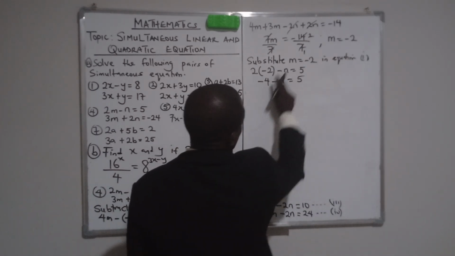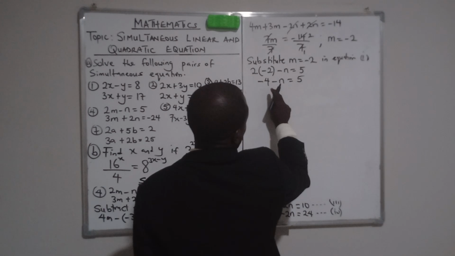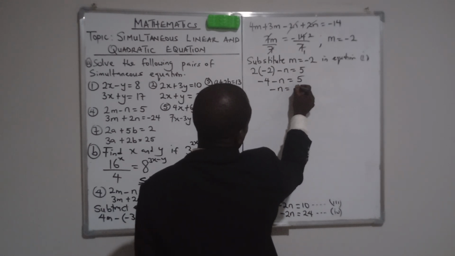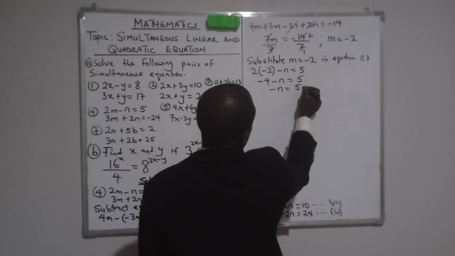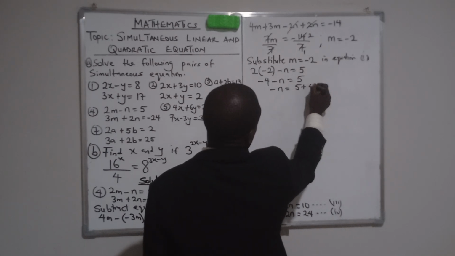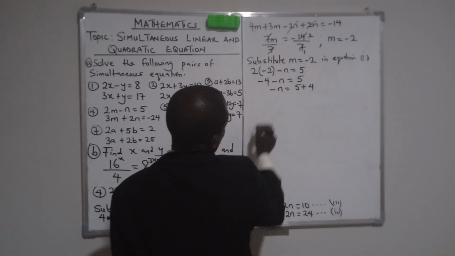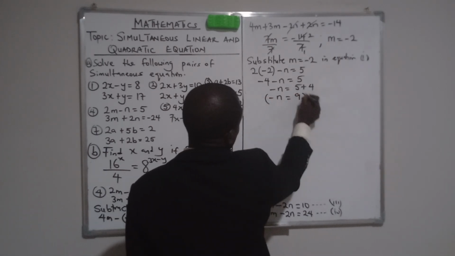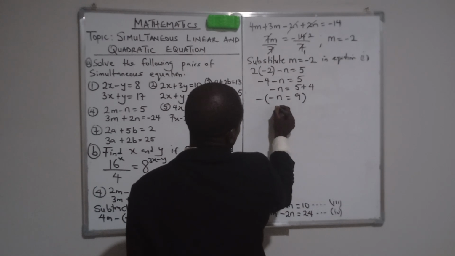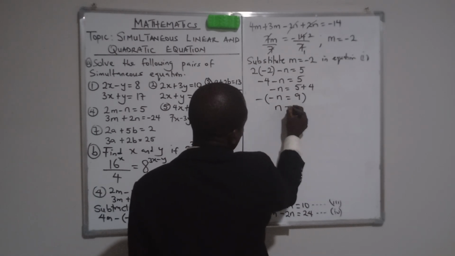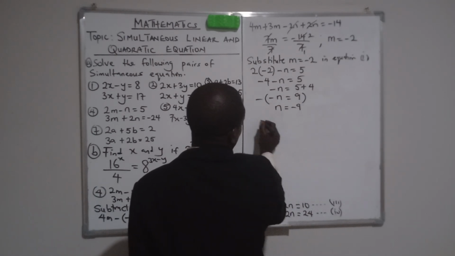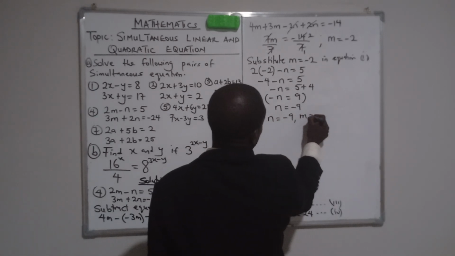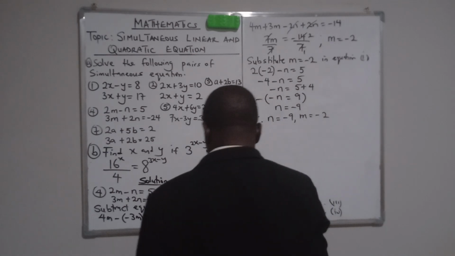Now let's leave the n here. Minus n equals 5 plus 4, minus n equals 9. Multiply through by negative so that you turn this into n, and this one will be minus 9. Therefore, our n equals minus 9. Our m equals minus 2.